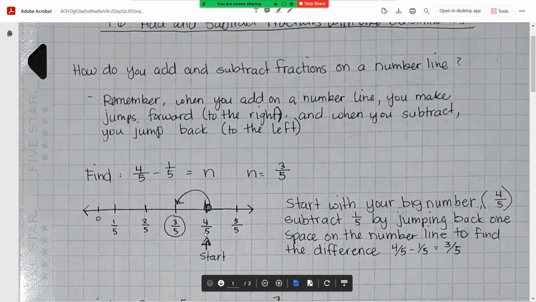And I'm going to begin at 4/5. So I'm going to draw my little circle right here on my number line at the 4/5 mark. That's going to be where I'm starting. And if I'm taking away 1/5, I'm going to make one jump backwards. So 4/5, take away 1/5 lands me over here at 3/5, and I circle my fraction answer.